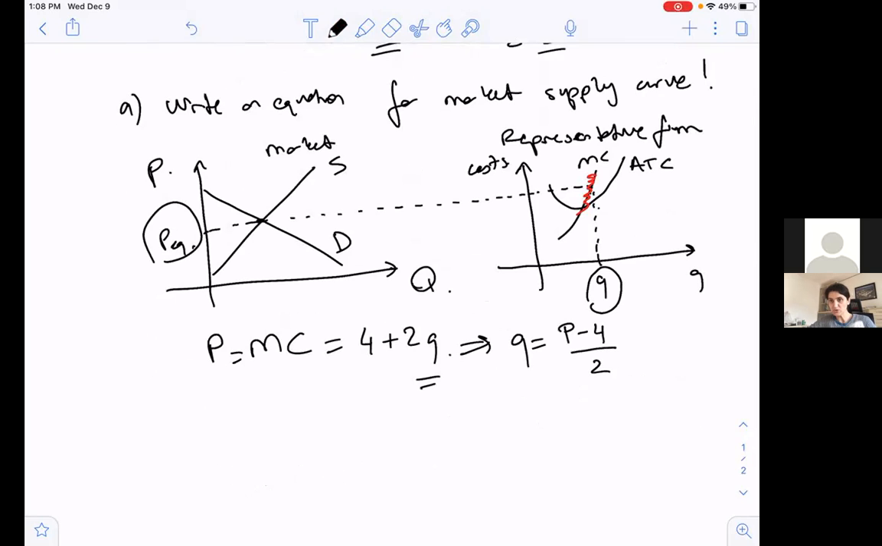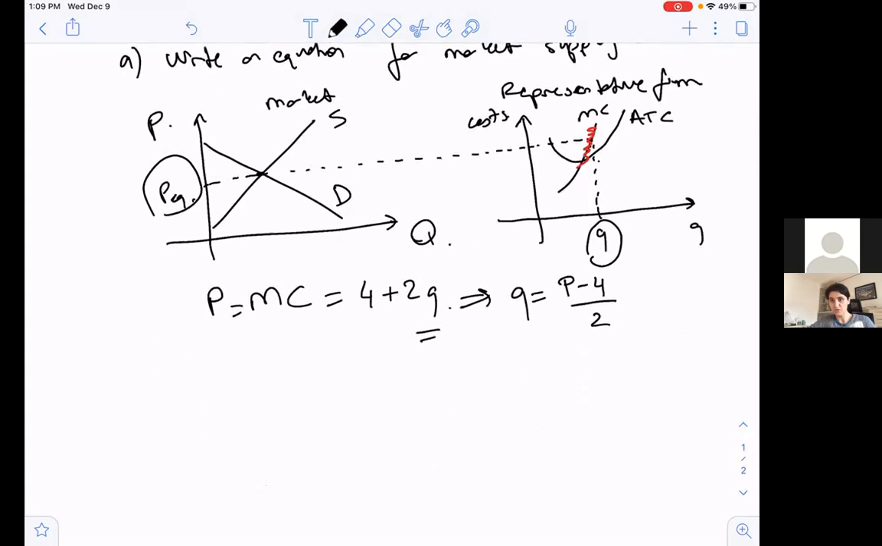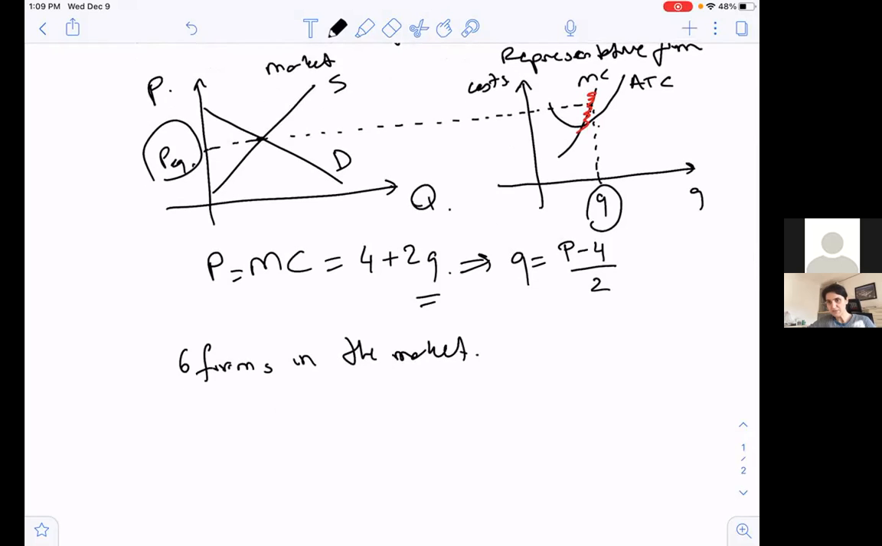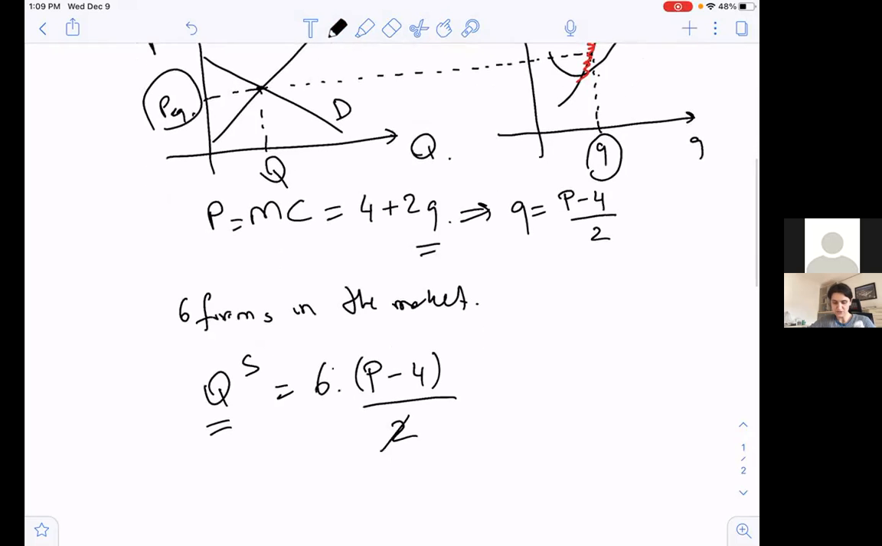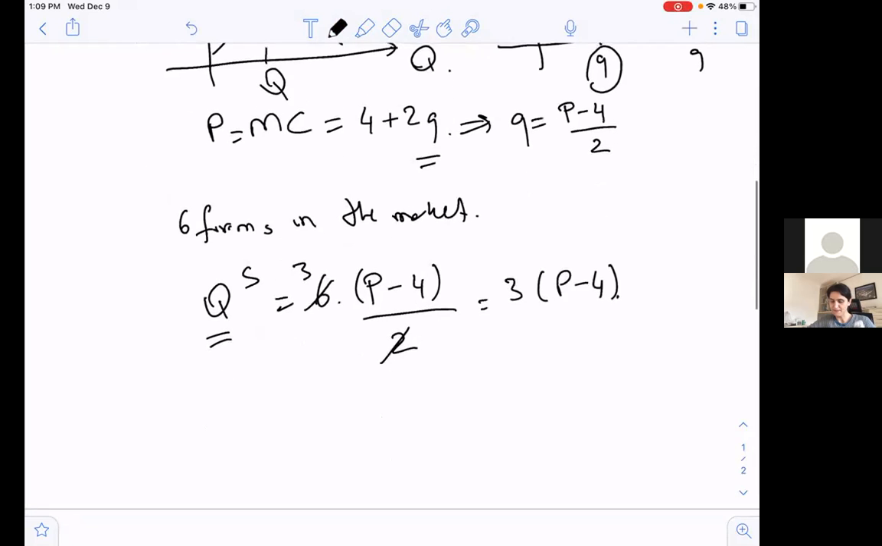And we are also given the information about how many firms there are in the market. There are 6 firms in the market. In order to find market supply, we were summing up the quantity supplied by each firm. So market supply, Q supplied in the market, this is big Q, is 6 times P minus 4 divided by 2, which is 3 times P minus 4. That is the market supply.